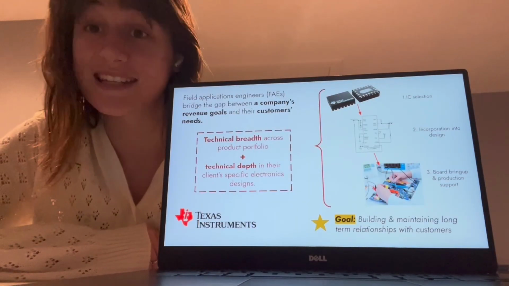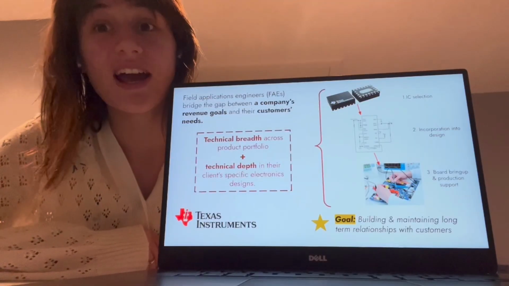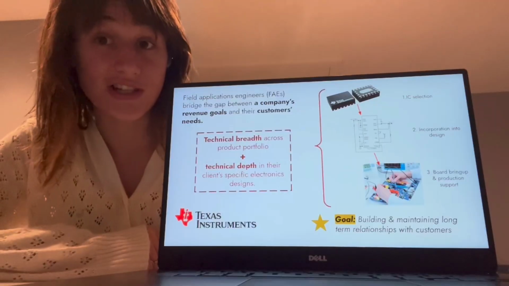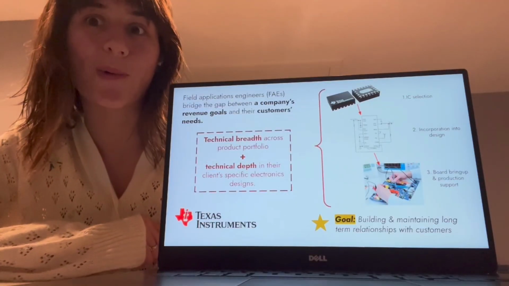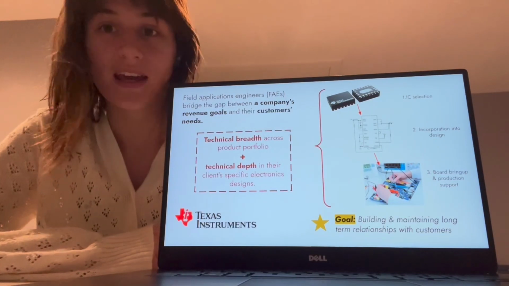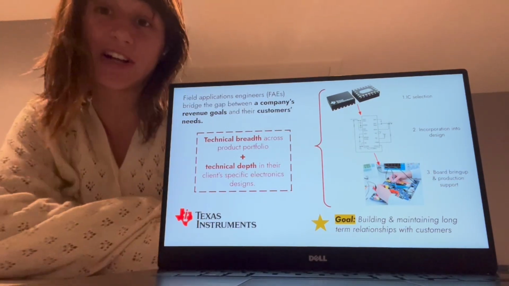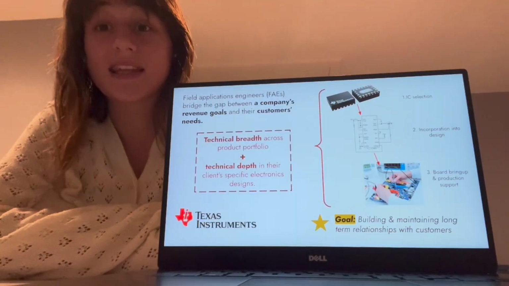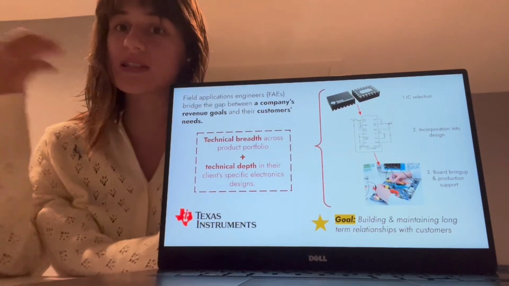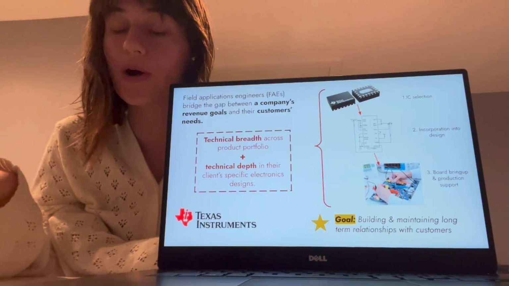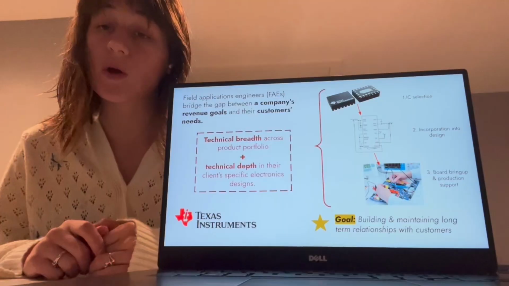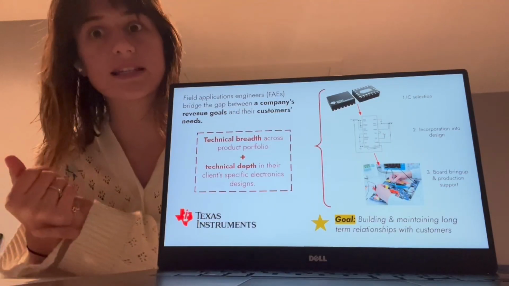And so I went and did an internship with TI, one of the companies that invests the most money into their sales engineering department, just to figure out why it's so important and what I can learn about being a field applications engineer. Basically, a field apps engineer is the bridge between the customer and the company they represent. So not only do they represent the company's product portfolio and help a customer pick ICs from that, but they also represent the customer to the company and their needs and desires.